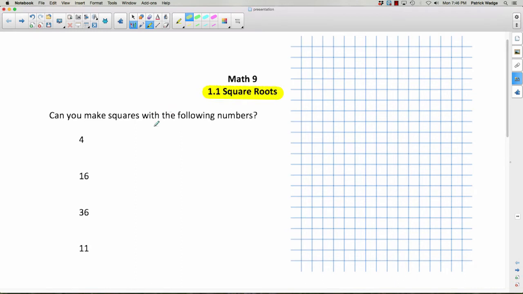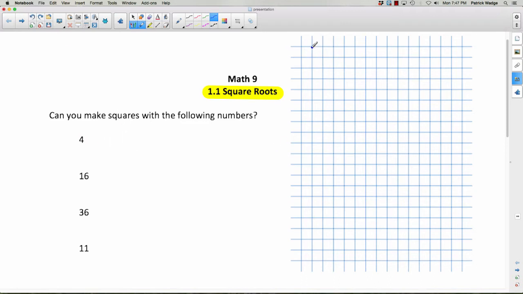So I have a question for you. Can you make a square with the following numbers? So here's what I mean. See these little squares in here? Here's a little square, here's a little square, here's a little square. What I want to know is, can you make a square that has 4 of these little squares in it? So for example, this has 4 squares in it, but that blue thing is not a square. Can you make a blue square that has 4 of these little ones in it?